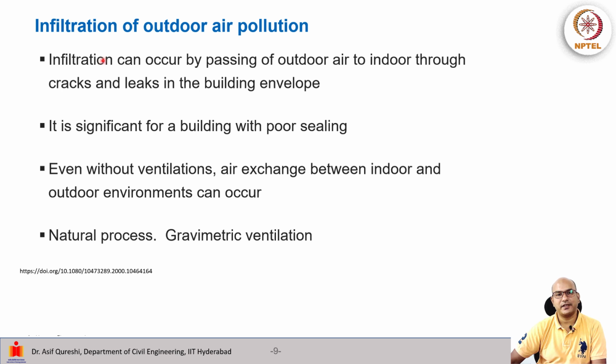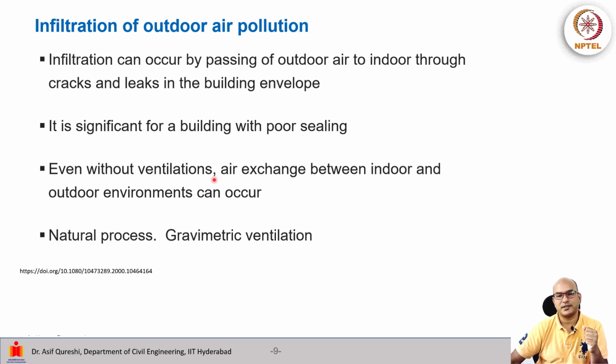What is infiltration? Infiltration can occur by the passing of outdoor air to indoor air through cracks and leaks. This is the important part: through cracks and leaks in the building envelope. So it is a significant process for buildings which have poor sealing. Maybe there are natural cracks in the building, or it's not completely airtight. So there is more chance of infiltration of pollution in those. In this case, even without ventilation being provided, there will be an air exchange between outdoor and indoor air.